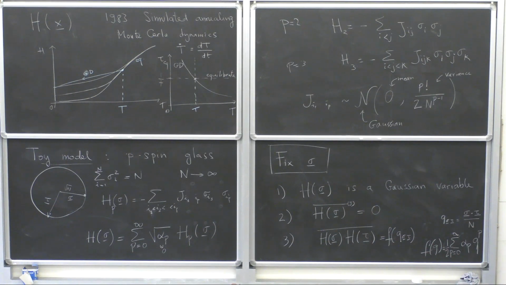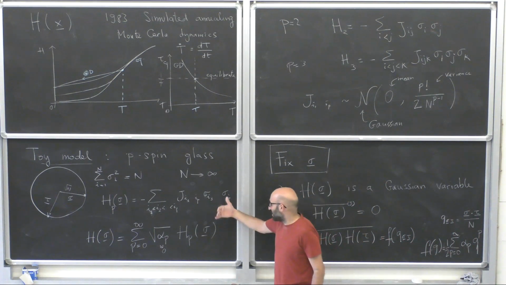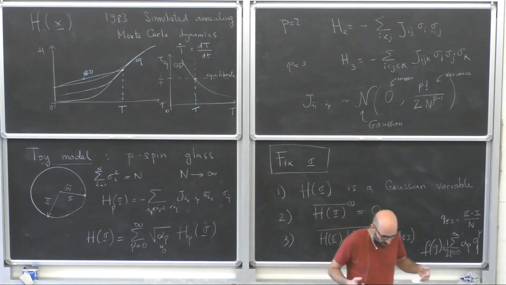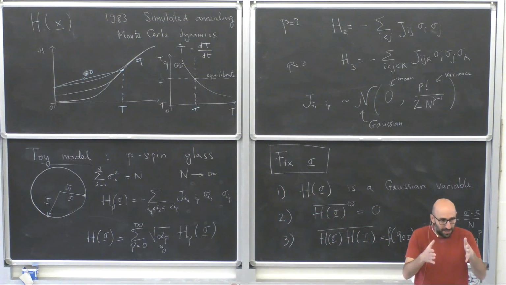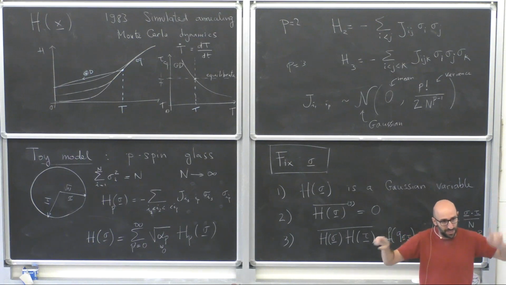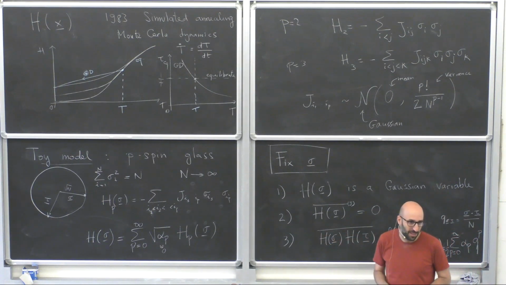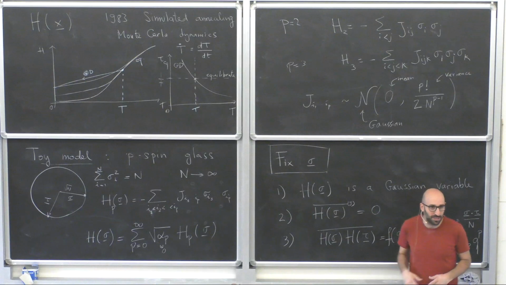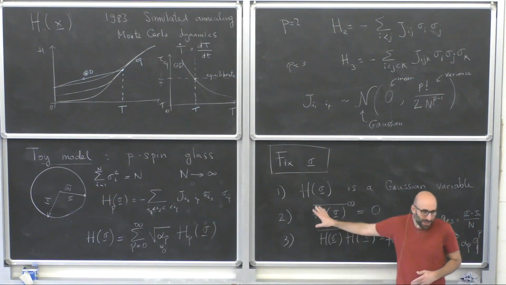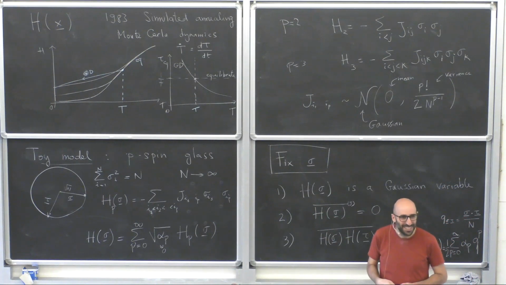Very good. Other questions? So in this model, there is no notion of dimension of space. Exactly. It's a mean field model. So you can take a model on the d-dimensional lattice, and if you send d to infinity, it will converge to something like this. So it's the mean field case, and that's why we can solve it.